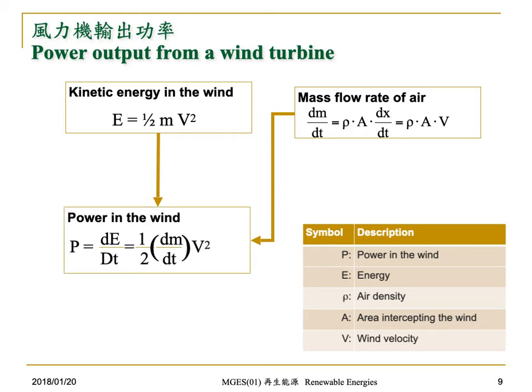With these two equations in mind, we can calculate the output power. The power is equal to dE over dt, the kinetic energy change per unit time. So you differentiate the kinetic energy, and we end up with power. Substitute dm over dt into this equation, and we get the power output for a wind turbine. This is a typical ideal case. The P is equal to 1/2 rho A v cubed. The rho is the air density. The A is the area intercepting the wind, that means the rotor blade area. The v is the wind velocity. This is the ideal case.